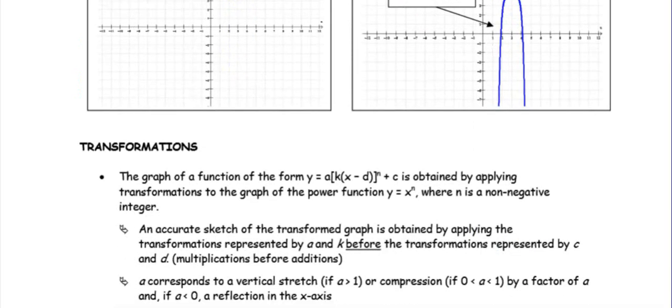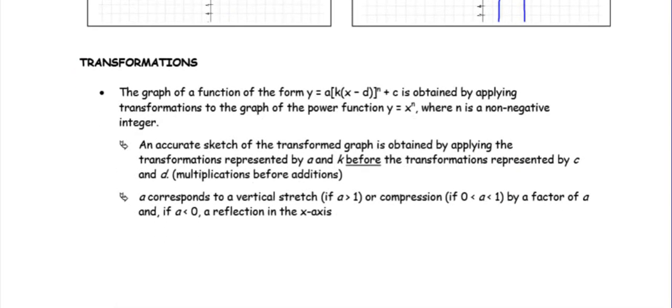Okay, so those are our transformations applied to the graph of y equals x to the n, where n is any whole number. It says non-negative integer. Well, I apologize for that. I don't like that terminology because by definition, it should really be a whole number.